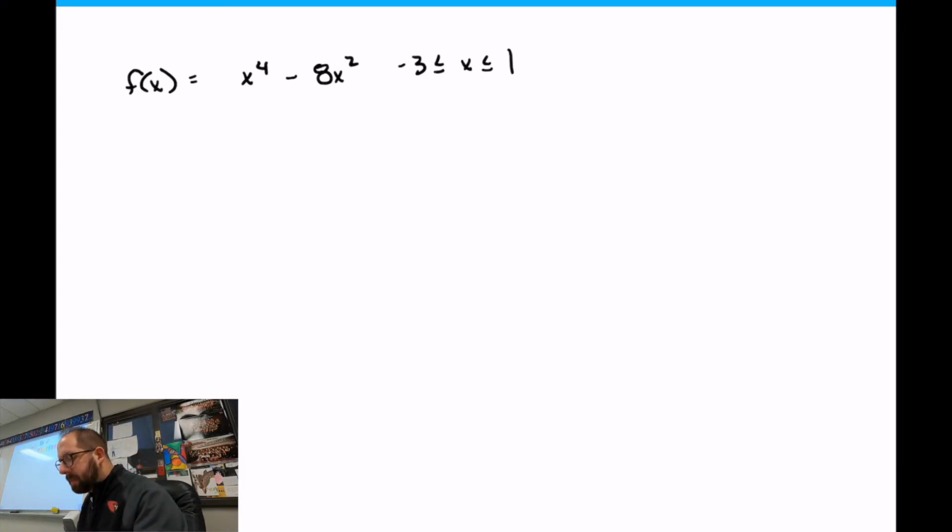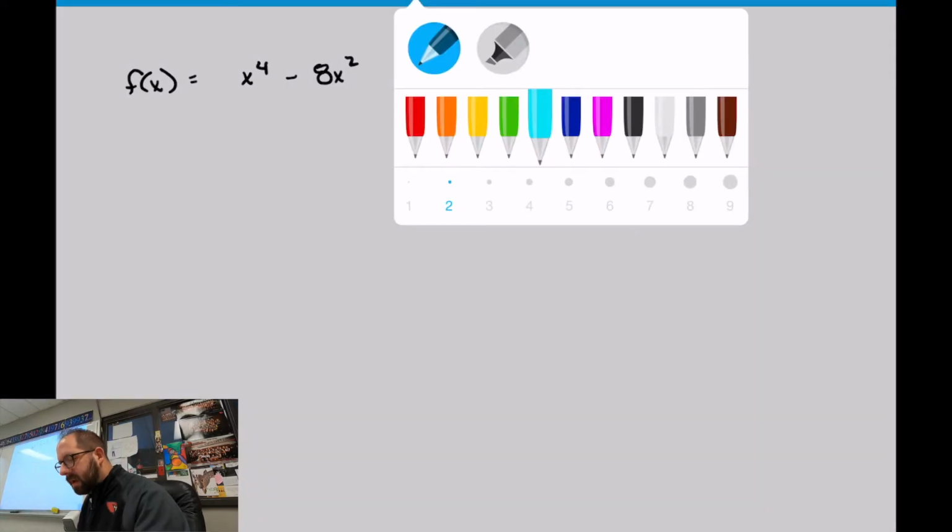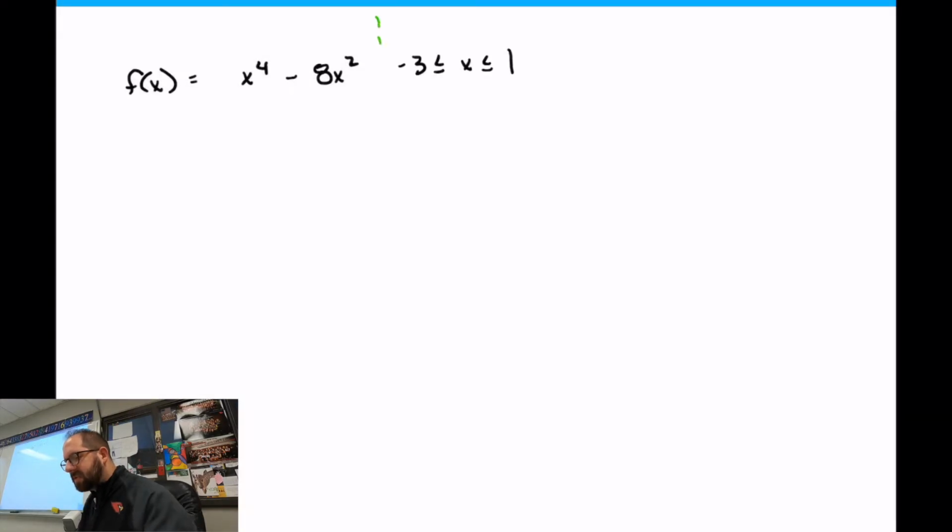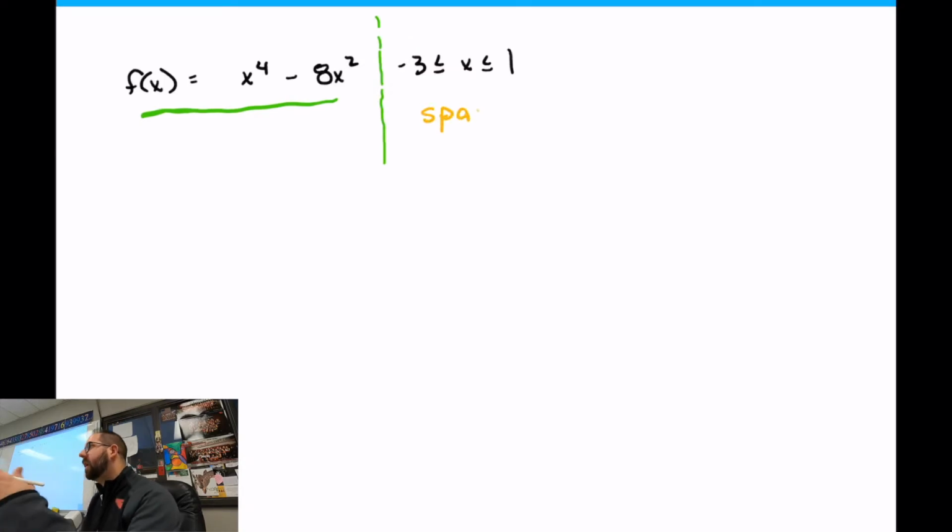So there is supposed to be a space between here. I know I didn't draw a lot of space. There's supposed to be a space. So this is the function that we're working with, and this is the spacing that we're working with on the graph. So we're going from -3 up to 1. Okay, does that make sense?